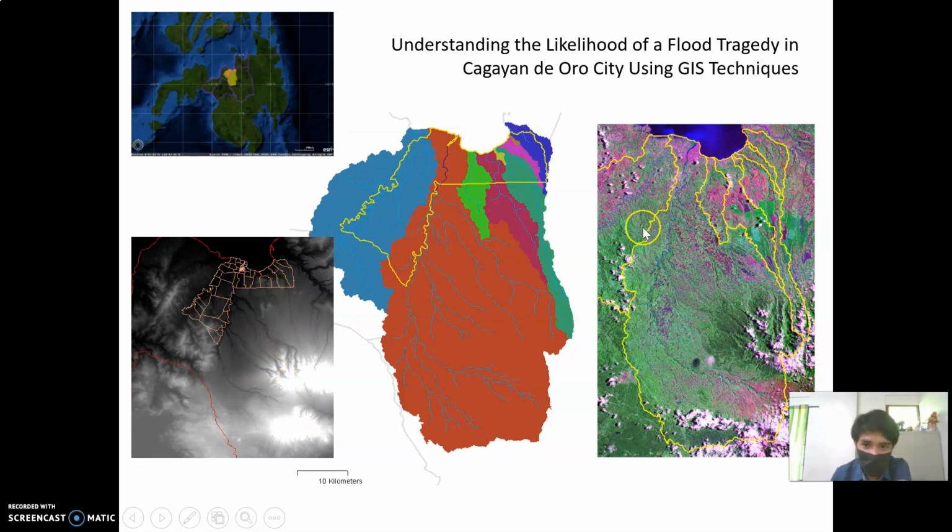Why? Because we can already map out areas that have low elevation, or low-lying areas, from higher elevation areas. Most likely, areas with lower elevation are susceptible to flooding. That is why these red areas are susceptible to flooding. When these rivers flood, these are the areas that will be flooded. Okay?